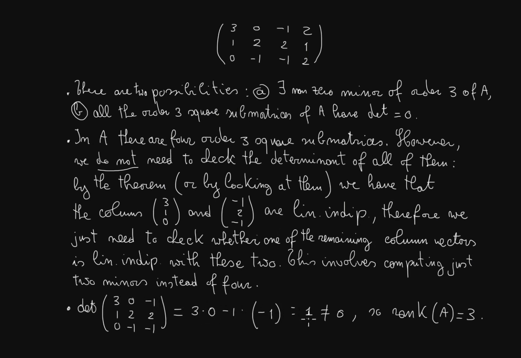Expanding the determinant, we see that it equals 1. So we have a minor of order 3 of the matrix that is non-zero. Therefore, we conclude that necessarily the rank of A is going to be equal to 3, because it cannot be more than 3, as it has 3 rows, and it does have a non-zero minor of order 3. Therefore, the rank of A is 3 by the theorem that we just stated.